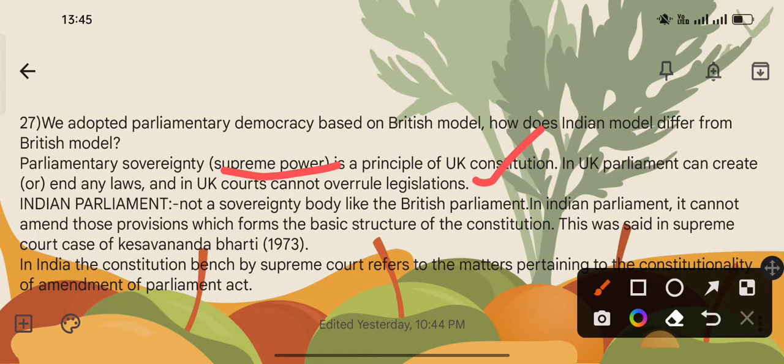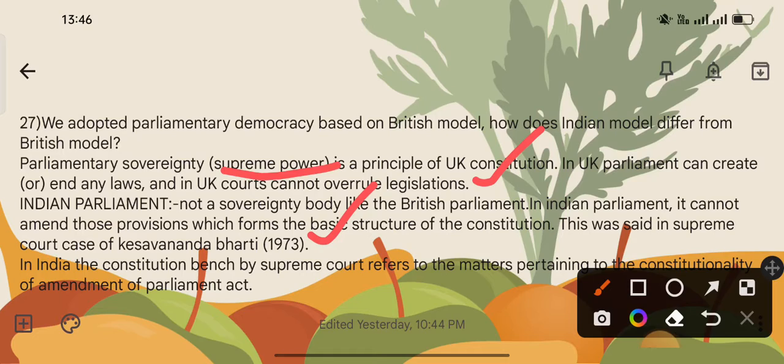The Indian Parliament is not a sovereign body, not a supreme power body like the British Parliament. The Indian Parliament cannot amend those provisions which form the basic structure of the constitution. That's why it is not a sovereign body. And this was set in the Supreme Court case of Kesavananda Bharati 1973, which is a very important case.